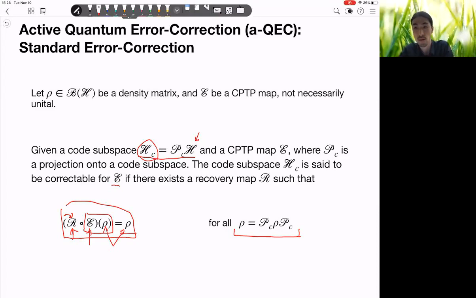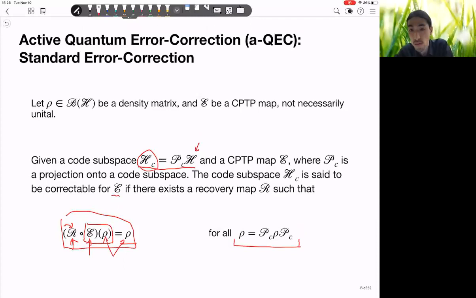Sorry, I want to ask a kind of philosophical question. Is this E map known, or, like sometimes an error can occur randomly, so you don't really know? Or here, is E something fixed for which you find R, or is R something that corrects any kind of random error? What do you mean by random error? Like you said, sometimes a spin can flip, sometimes there can be a phase error, but I don't know exactly what's going to happen. So this E tells you exactly what errors are happening? No, I think it tells you a certain probability, Martin.